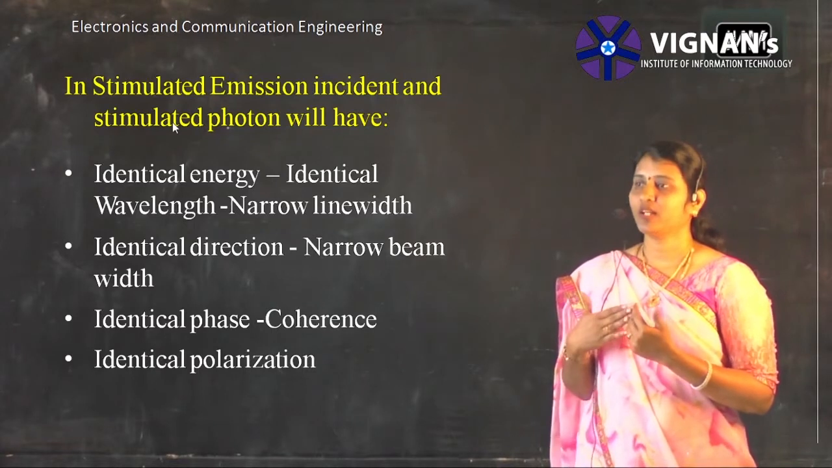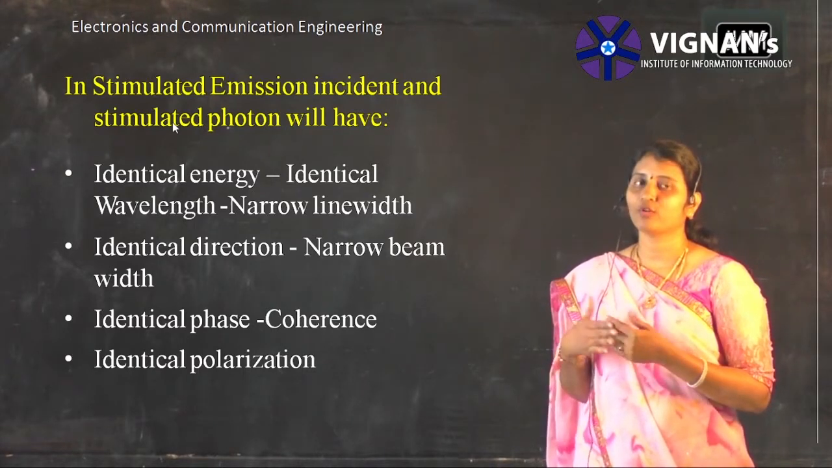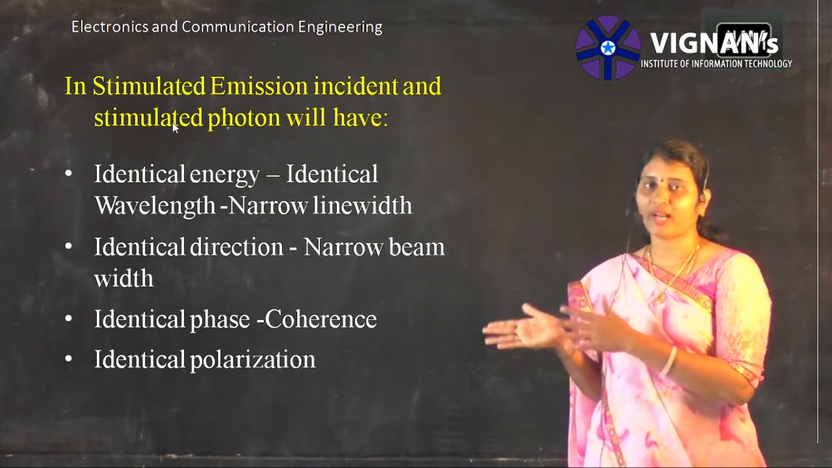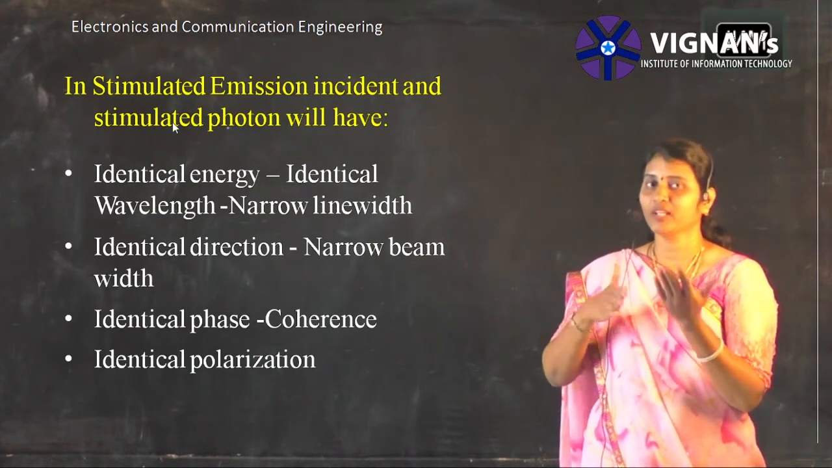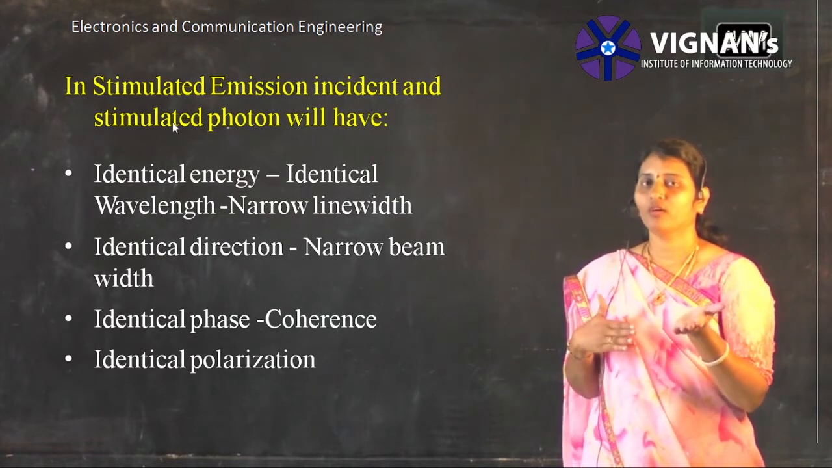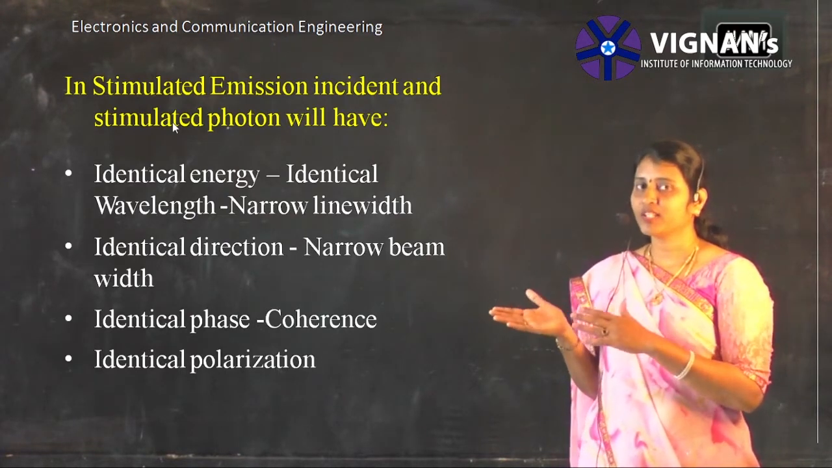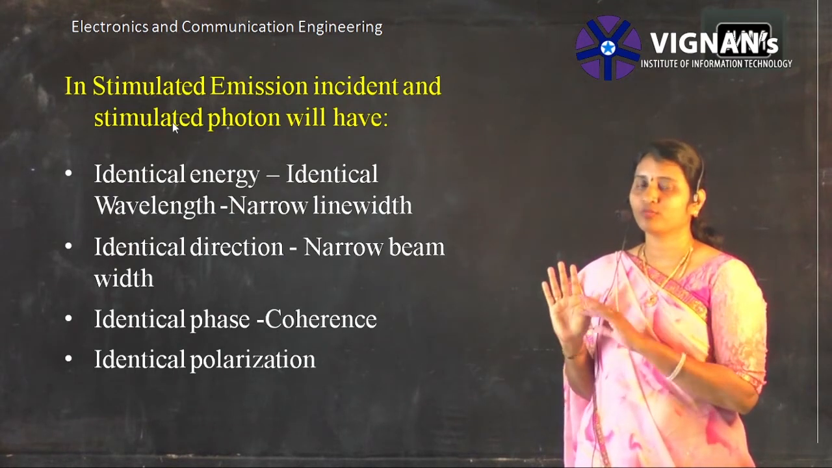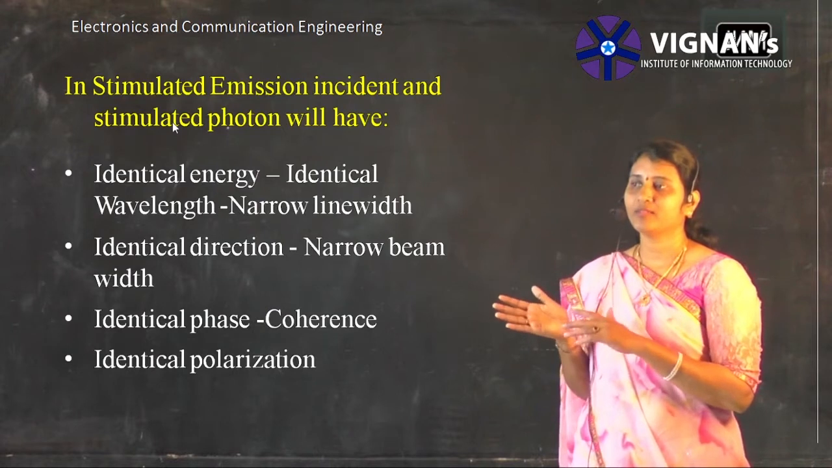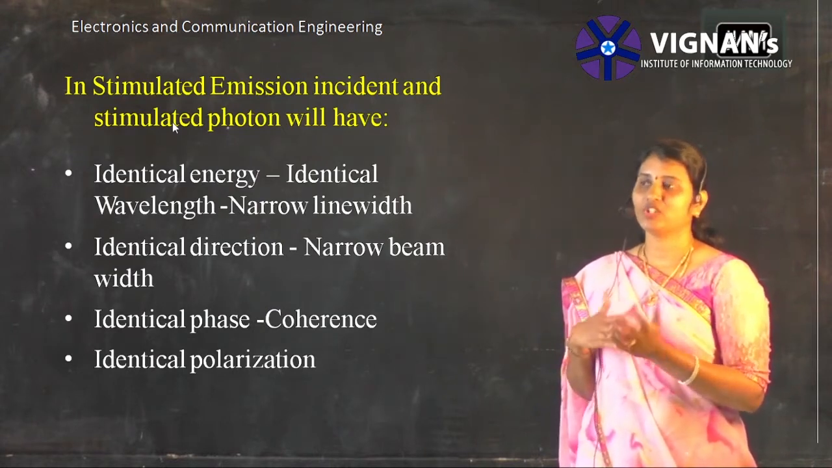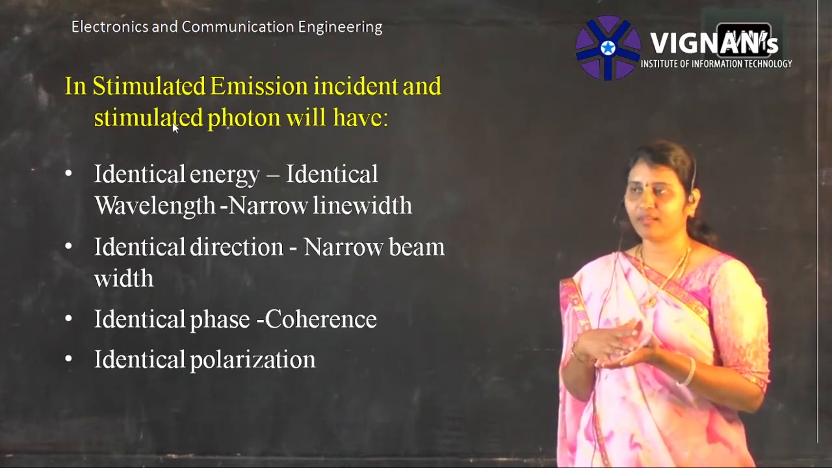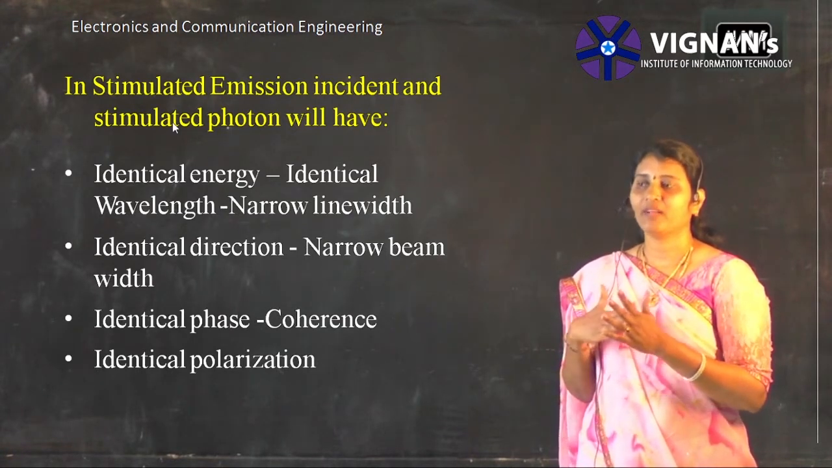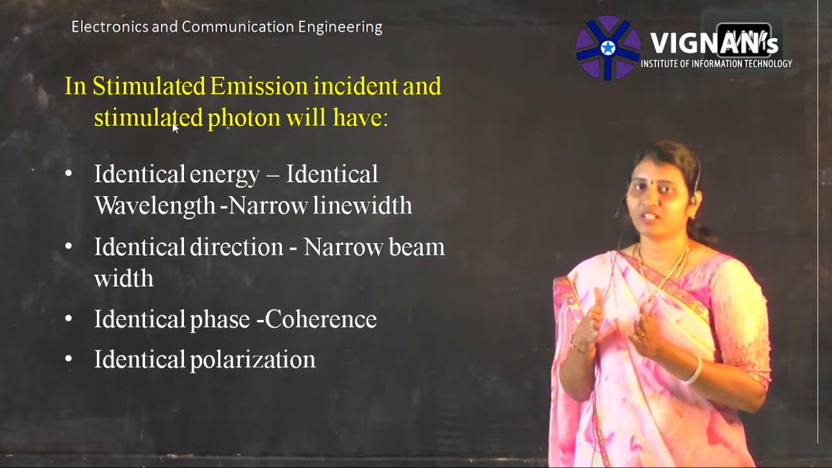In stimulated emission, the incident photon is of random nature. One incident photon will come and stimulate the other photon, right? The photon that is generated and the photon that is incident, as I have already told you, are both in phase. They have identical energy and identical wavelength, so a narrow line width will result and they will have a narrow beam width as well.